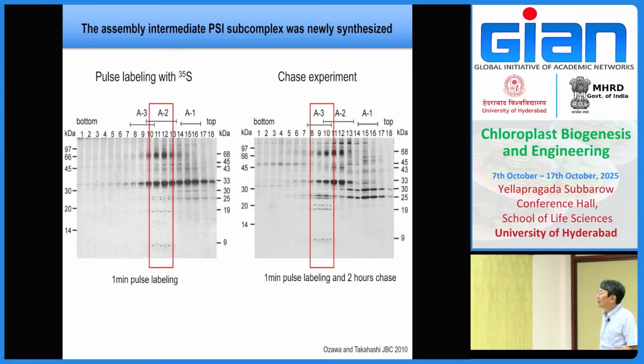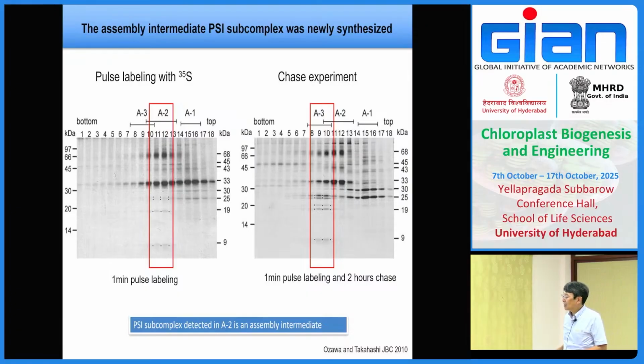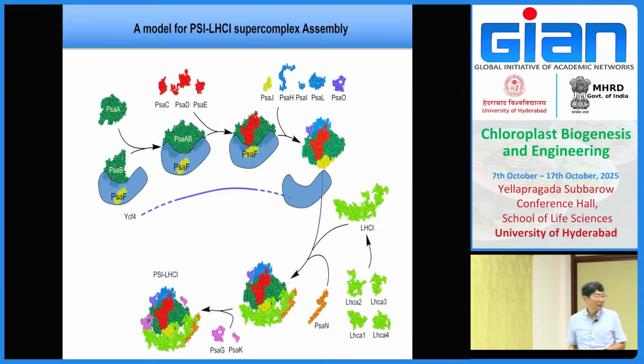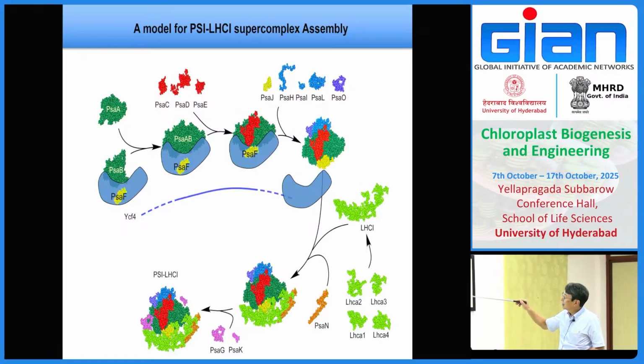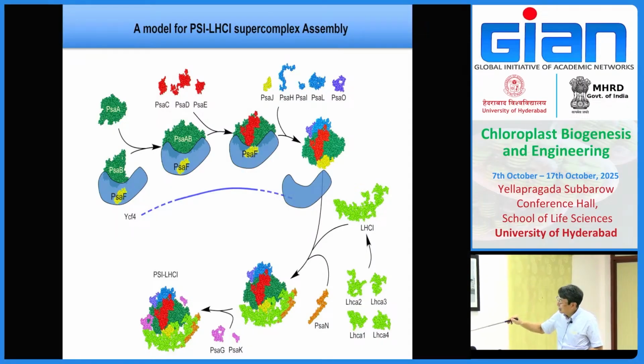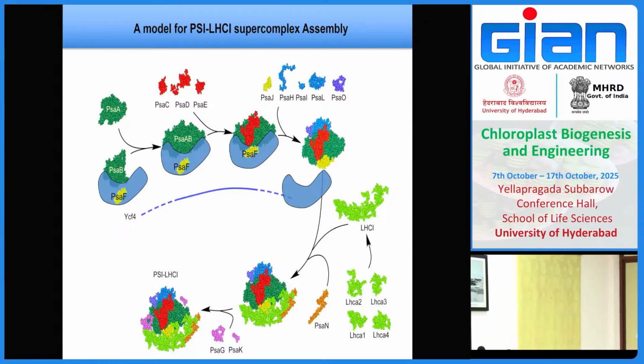Okay, this is the H3 band. The PS1 subcomplex detected in H2 is an assembly intermediate. So it's not an artifact. We couldn't detect much assembly intermediate, but the assembly intermediate of the PS1 core lacking LHC1 and PSAG and PSAK was right here. And this is H2. Then H3, LHC2: LHC1 is associated, and PSAG and K are associated with fully assembled PS1.